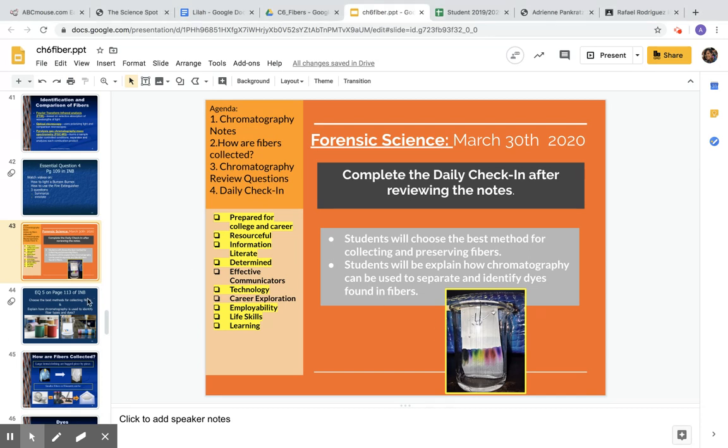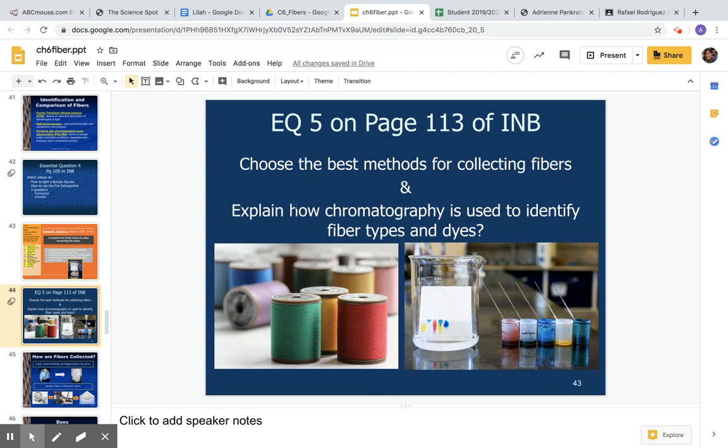So on page 113 of your interactive notebook, you are going to be putting essential question 5. We actually have 2 essential questions here. The first one is choose the best methods for collecting fibers. So it's very simple. It's like a single slide answer on that one. And then our little more complicated question is going to be how do we use chromatography to identify fiber types and dyes?